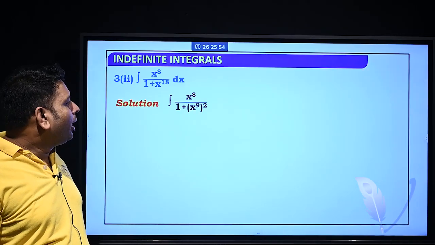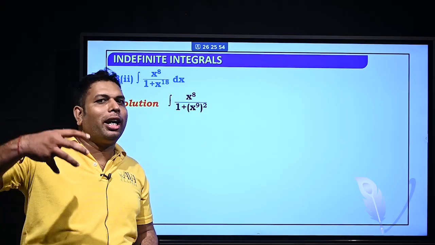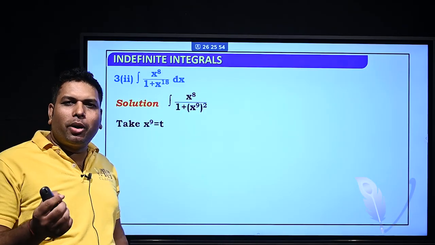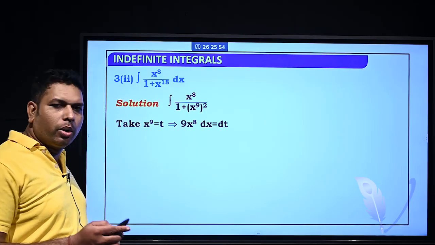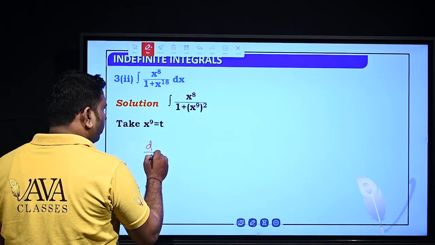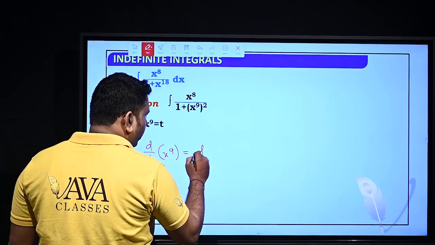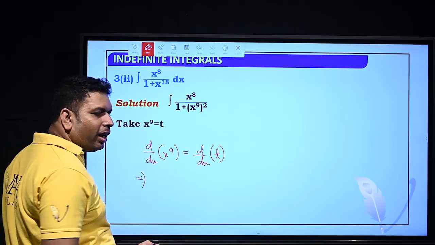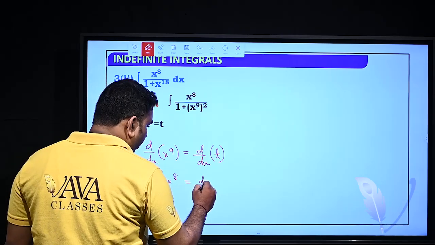Solution. Integration of x to the power 8 by 1 plus x to the power 9 whole square, dx. Okay, so let x to the power 9 equal to t. Now differentiate both sides with respect to x. We get d by dx of x to the power 9 equal to d by dx of t. So d by dx of x to the power 9 is 9 x to the power 8, equal to dt by dx.